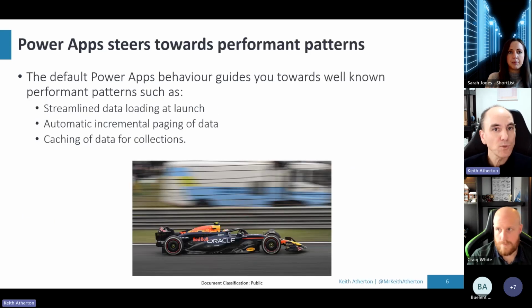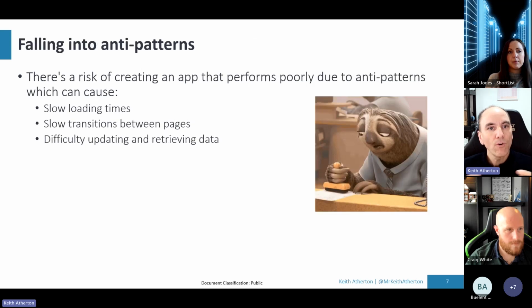Power Apps also steer us towards performant patterns. Things like streamlining the data loading at launch, automatic incremental paging of data, which we'll get with galleries and so on, and caching of data for collections. However, there are potential anti-patterns that we can fall into as well. Some of these might be slow loading times, slow transitions between pages or screens, and difficulty updating and retrieving data. And there are many others as well.